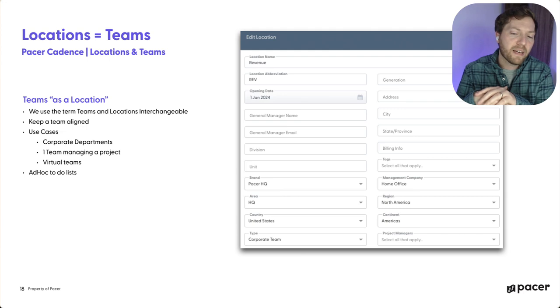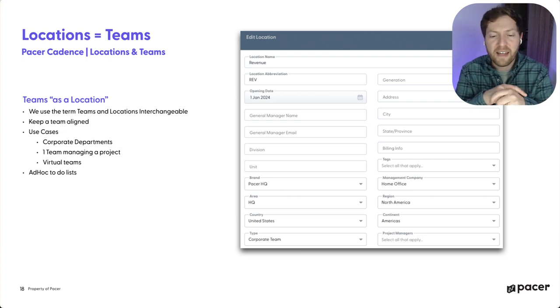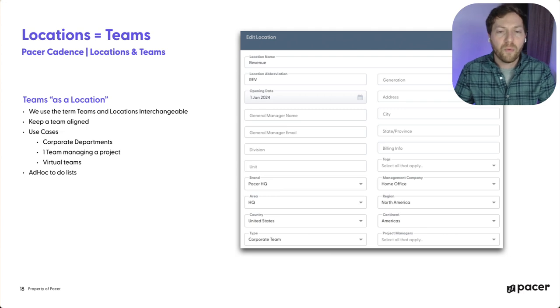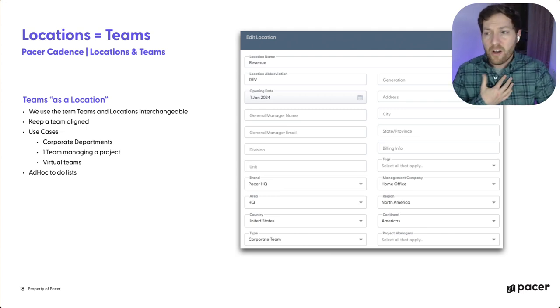So I went into my configurations and I've added like Pacer headquarters. That's our brand. That lets me know that it's not a physical place. It's a team. So it belongs at headquarters. This is a corporate team. The area, headquarters. Management company. This is just a home office. It's not a physical place. It's a group of people who will have access to this location where they'll see tasks that they can act on.